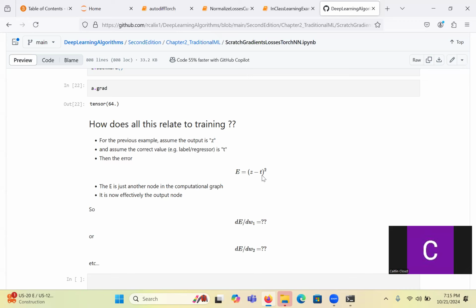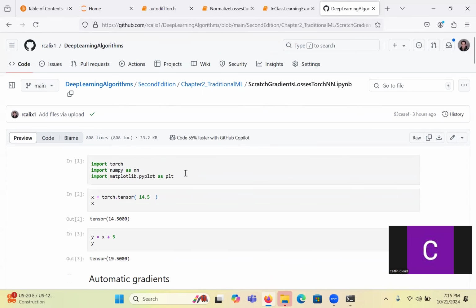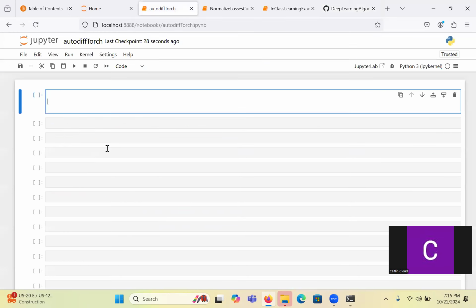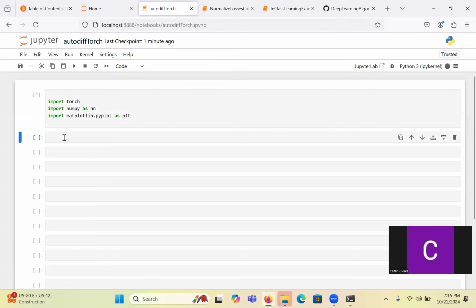Okay, so I'm going to create just some functions in Torch, some tensors. You're going to see something called requires grad, and we're just going to take a look at how that would work. All right, so once again, I'm going to import some libraries. Okay, so import Torch, NumPy, and Matplotlib. All right.